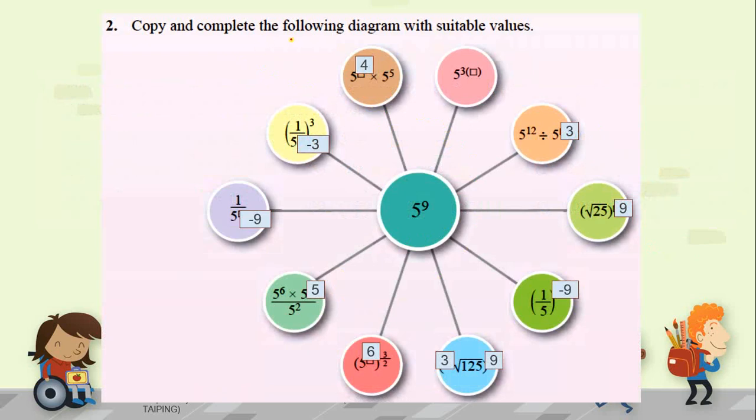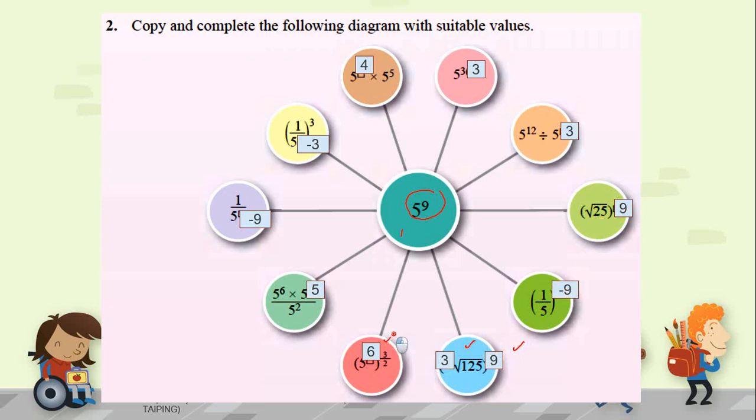So copy and complete the following diagram with the suitable value. So you want to get 5 to the power of 9 here. So 3 times 3 is 5 to the power of 9. 12 minus 3 is equal to 9. This one to the power of 9. Because square root of 25 is 5. So this one negative 9. 9 and 3.